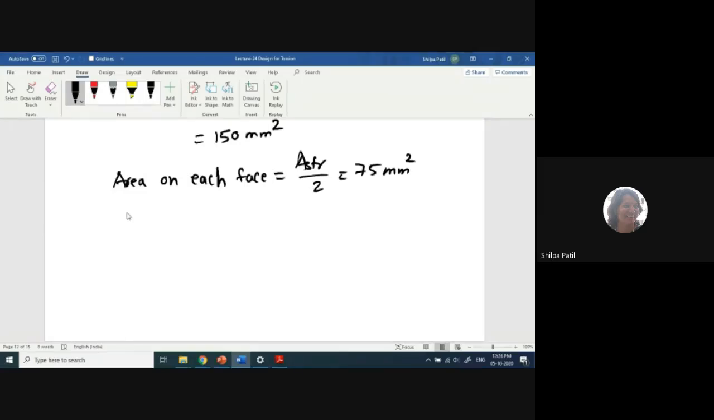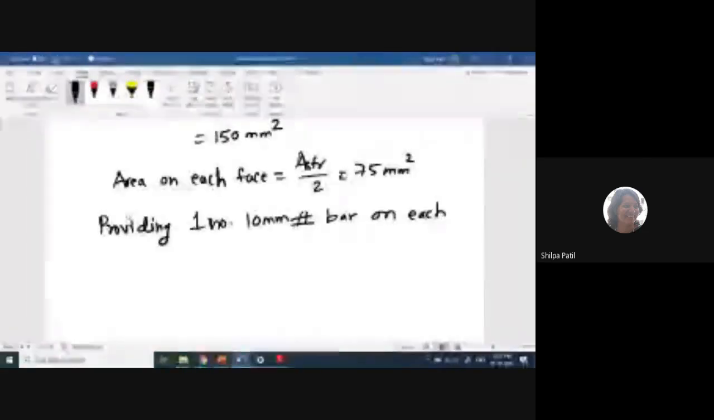Let us increase the diameter to 10. Find out pi d square by 4. Pi by 4 into 10 square. 78.53. So this is sufficient. Okay. So just write down one statement. Providing one number 10 mm diameter bar on each face.